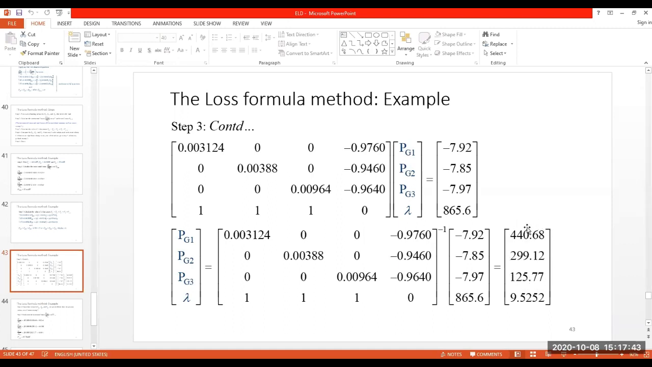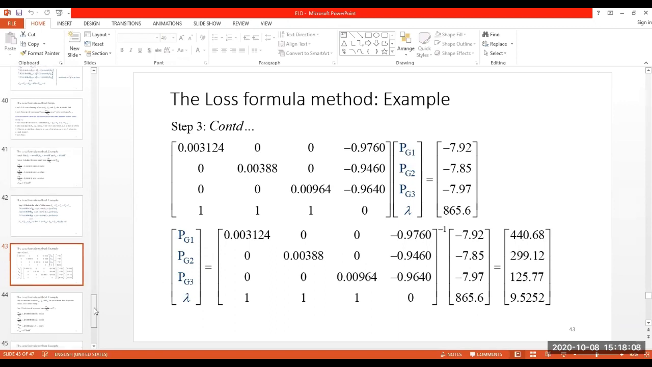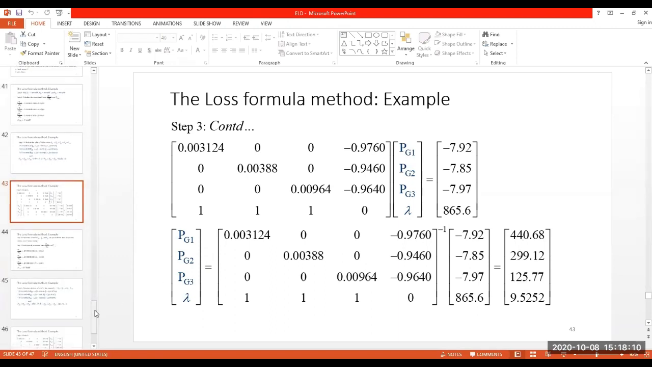Now the question is, first thing is that they are different from the previous value, right? We started with 400 here at PG1. This is pretty near. We started from 300, but it is 299. It is pretty near. But this is again different by 25 megawatt. This is again different by 40 megawatts. So that means this is a significant change, a significant update. So we have to continue. So now you go back to step 2, and your old values will be these, and you will be looking for some new values following the same steps.